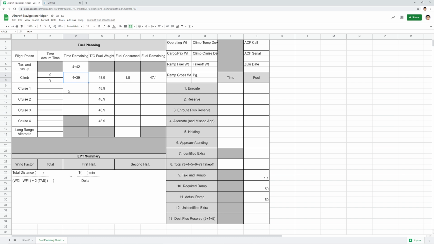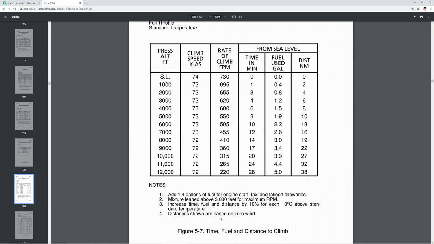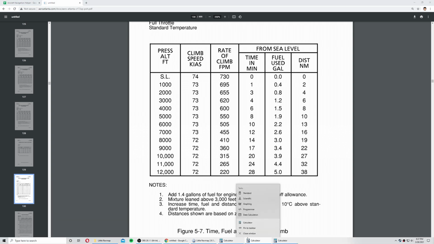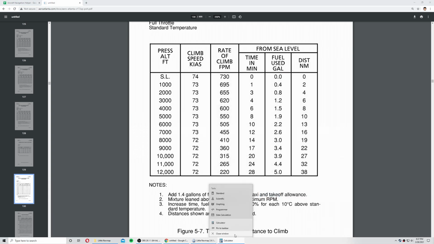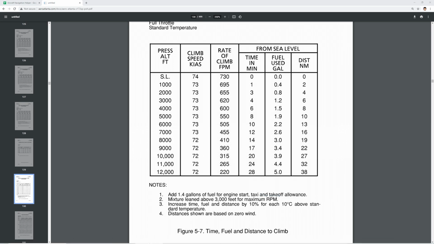Not bad. Okay, so now we're going to go ahead and do our cruise. Now, usually you break cruise into multiple parts. The reason you do that is because we have this nasty thing called wind. So if you take a look back at our little, look how many calculators I have going. That is not uncommon, by the way. You should see how bad my aviation calculator looks these days.